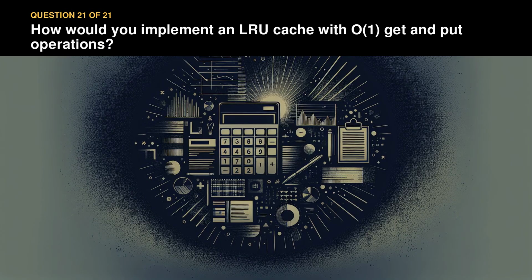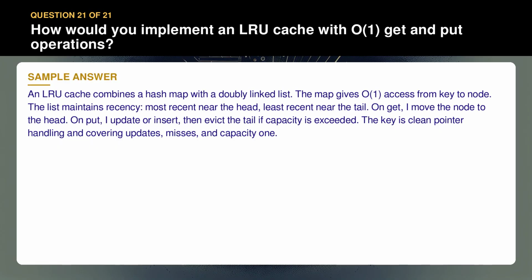Question 21. How would you implement an LRU cache with O(1) get and put operations? An LRU cache combines a hash map with a doubly linked list. The map gives O(1) access from key to node. The list maintains recency, most recent near the head, least recent near the tail. On get, I move the node to the head. On put, I update or insert, then evict the tail if capacity is exceeded.